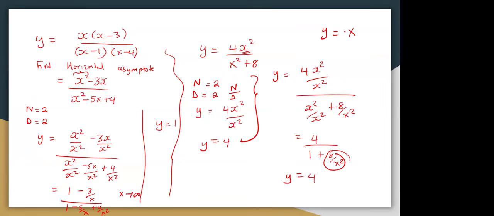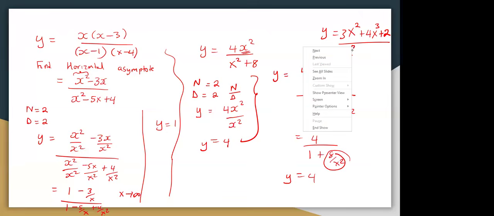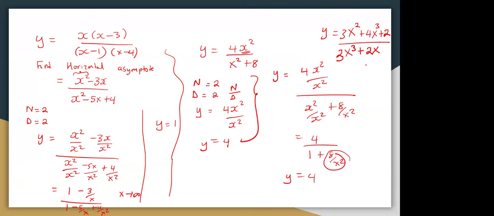Now you need to be very careful, because sometimes you are going to find, let me say, 3x squared plus 4x plus 2, and then down I have 3x power 3 plus, let me say, 2x, something like that.